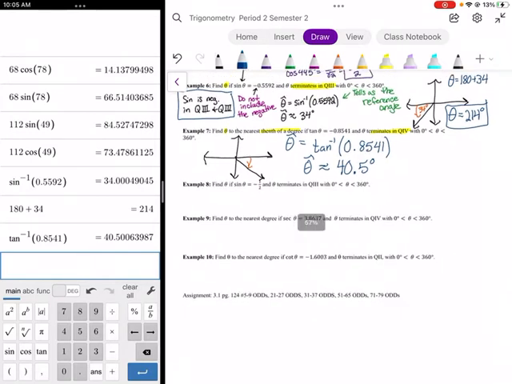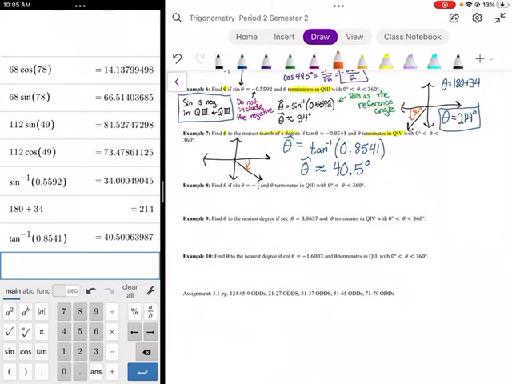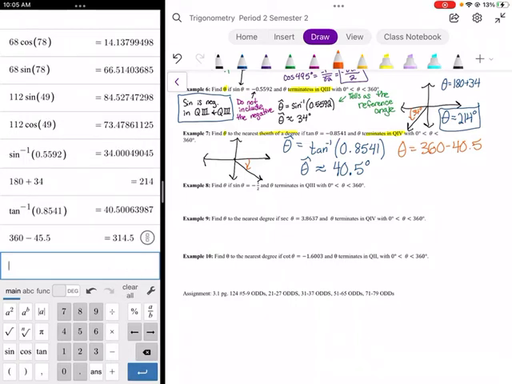So to figure out what theta equals, for this example, we are going to take 360 minus 45.5. And that tells us what theta is, 314.5 degrees.